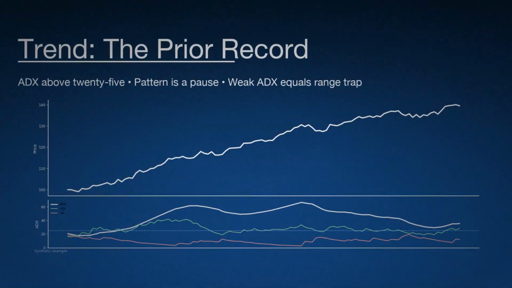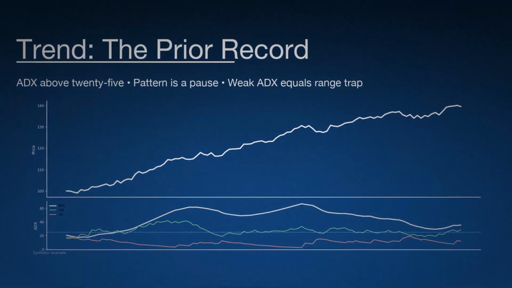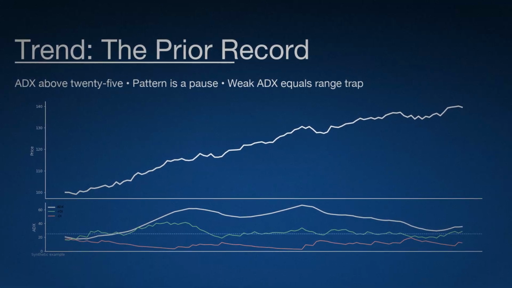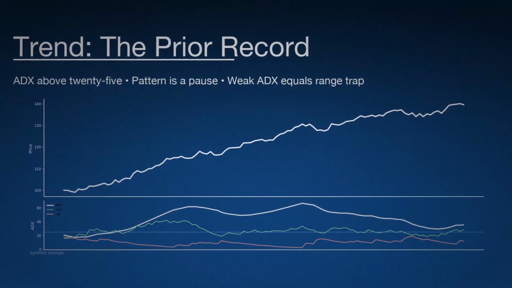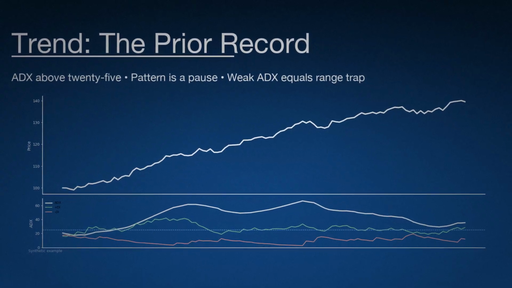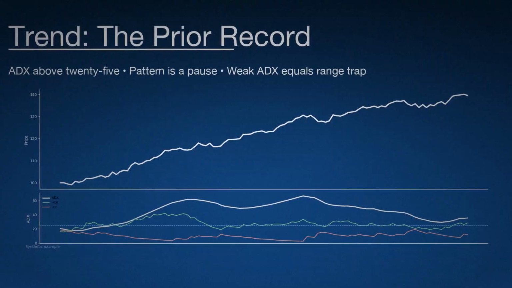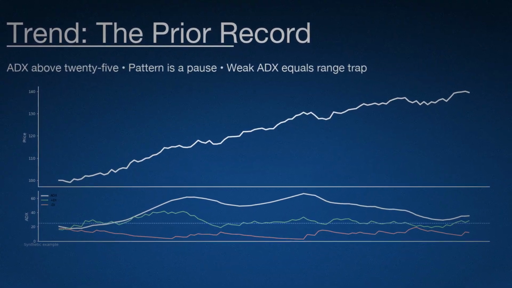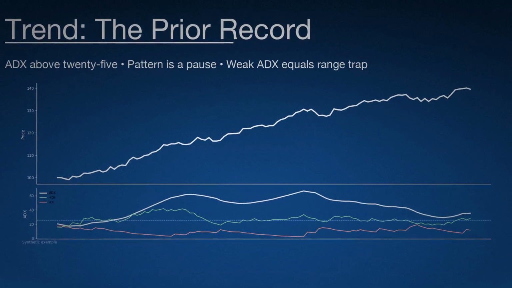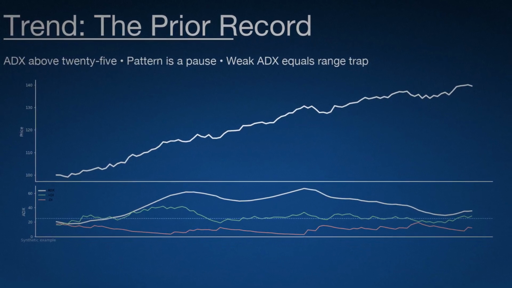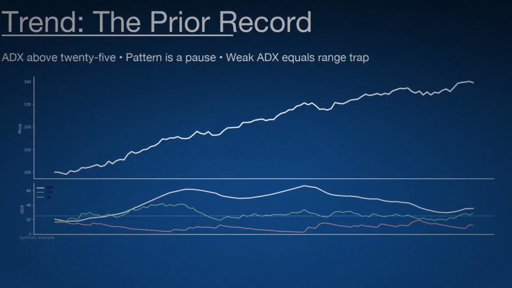Continuation patterns like flags and cup and handle need a healthy parent trend. ADX above 25 tells you the prior move had real directional strength, so the consolidation is likely a pause, not a top. If ADX is below 20 during the pattern formation, you are trading a range pretending to be a continuation. That is where most flag breakouts fail.